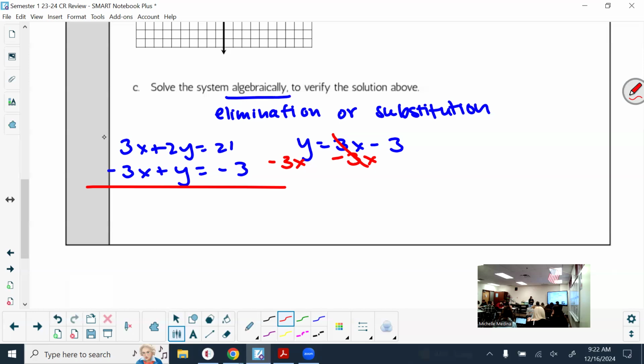So would adding or subtracting these eliminate the x? Adding, because they have opposite signs. Remember, same sign, subtract. Well, these do not have the same sign, so we're going to add them. Because 3x plus negative 3x is 0, that does eliminate the x. Because I have to add here, I need to add everywhere else. What's 2y plus y? What's 21 plus negative 3?